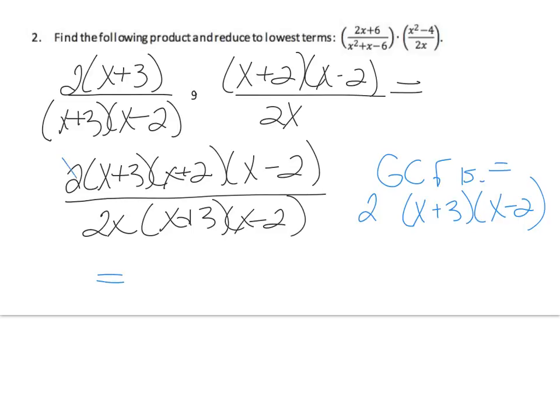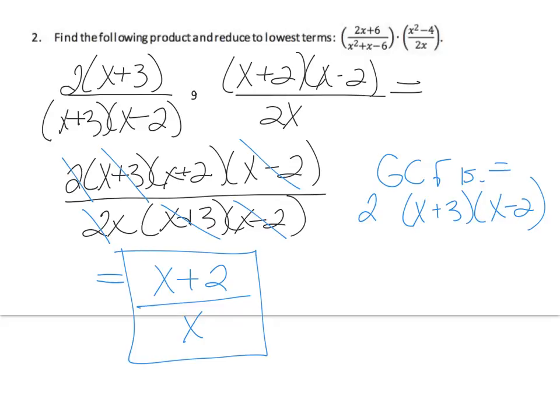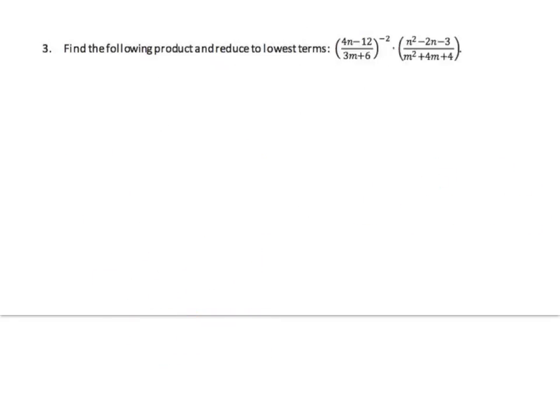So if I divide that out, I'm left with (x + 2) over x as my answer. Okay, I'm going to try this one on my own, and you're going to try it on your own, and let's see if we can check our answers at the end.